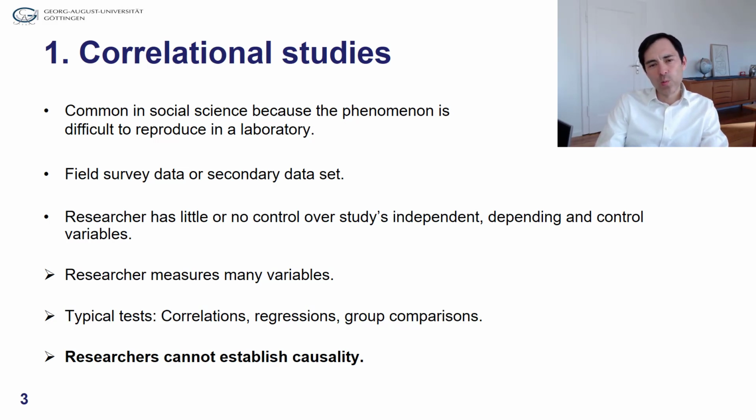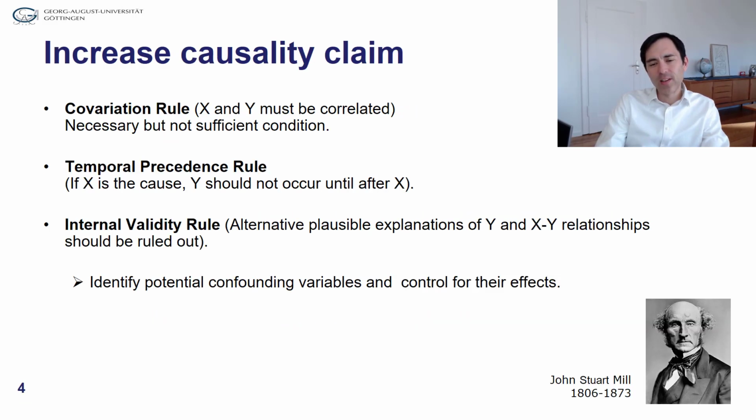Yeah, as already mentioned, we cannot truly establish causality. Nevertheless, there are different ways how we can get closer to it. We can say that causality, even though we cannot fully establish it, we can rule out alternative claims. So to increase causality claims, there are different steps. And these are as old as John Stuart Mill from the 19th century. You see a picture of him at the very bottom of this PowerPoint slide.